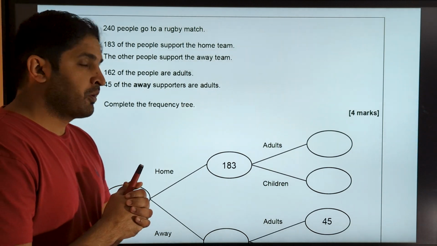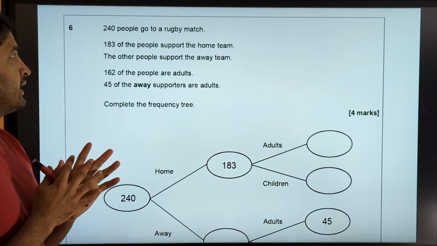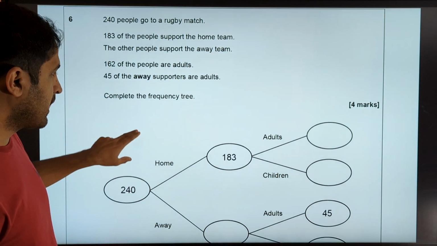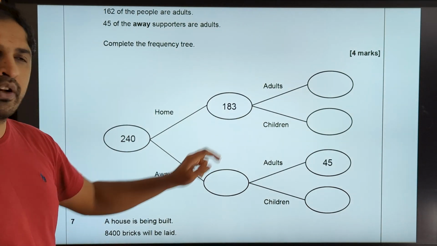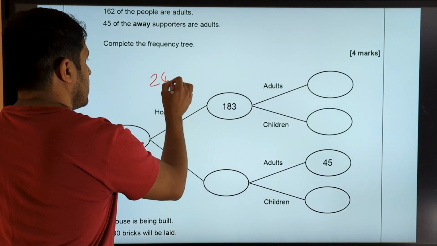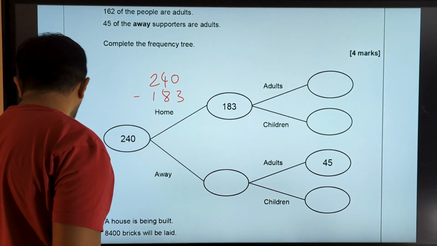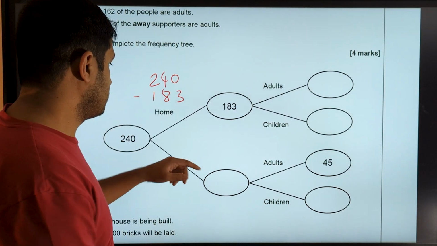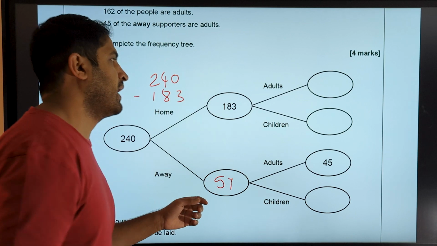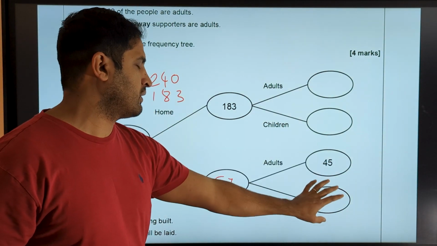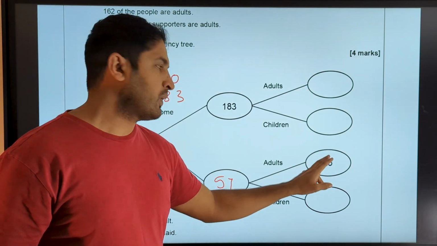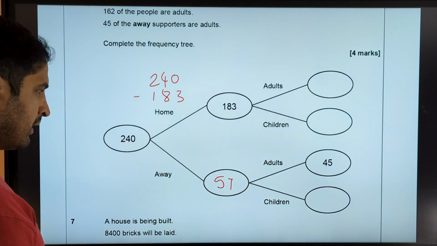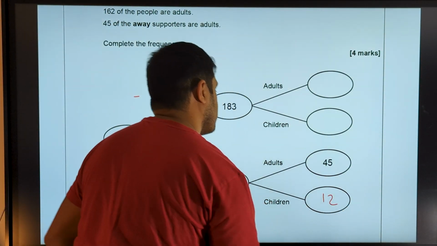Okay, 240 people go to a rugby match, 183 people support the home team, so that's already been filled in for you, and we can work out the away team. So you do 240 take away 183. Again, it's a calculator paper, so you can do that very quickly. So we get 57. Okay, that's away team support. 1 mark. And then we already know how many adults support the away team. So 45 adults. So we take away 45 from 57. We get 12 children for the away support.